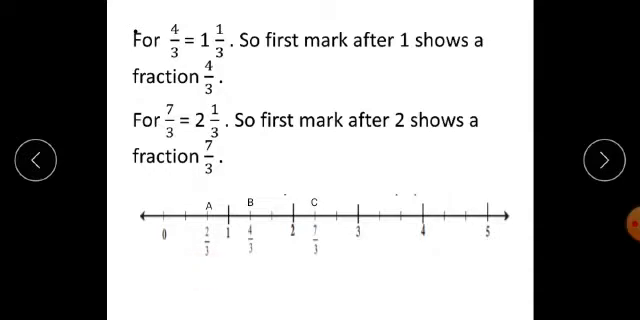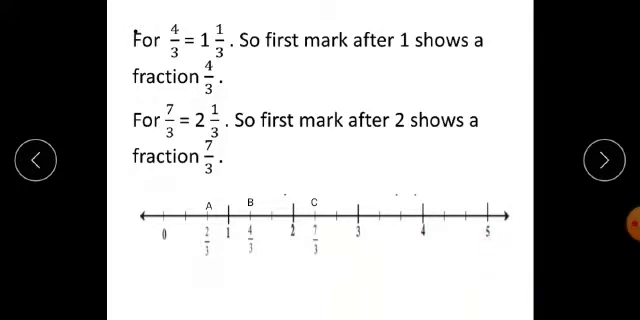Students, if you see this number line carefully, first we are going to convert 4 upon 3. Conversion into a mixed number is 1 integer 1 upon 3. So the first mark after 1 shows the fraction 4 upon 3. And for 7 upon 3, the conversion is 2 integer 1 upon 3. So the first mark after 2 shows the fraction 7 upon 3. Students, see this number line.